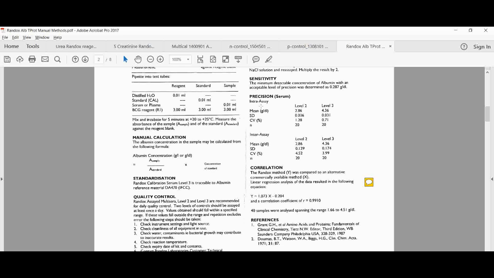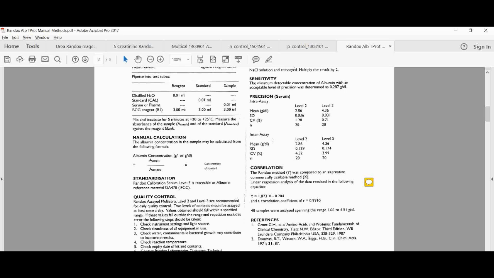So the intra-assay is when they took 20 control samples of level 2 and analyzed them consecutively, 20 times, and they got this percentage CV value. And they did the same with level 3. They analyzed it 20 times and they got this.